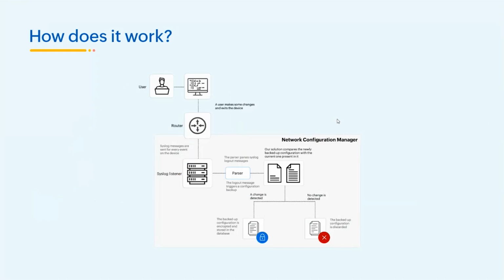If a user logs into a device, makes some changes and logs out, a logout message is immediately sent using the syslog listener. As soon as this message is received, NCM will back up the current configuration and compare it with the previous configuration file. If there are any changes detected, the new configuration will be saved as the new version. If there are no changes, the backed up version will not be saved and will be discarded. This is how the automatic change detection works.